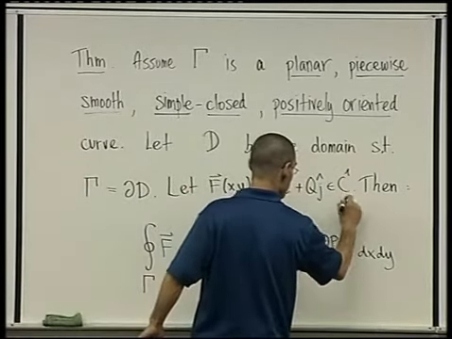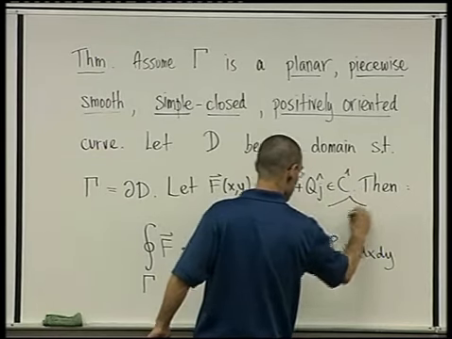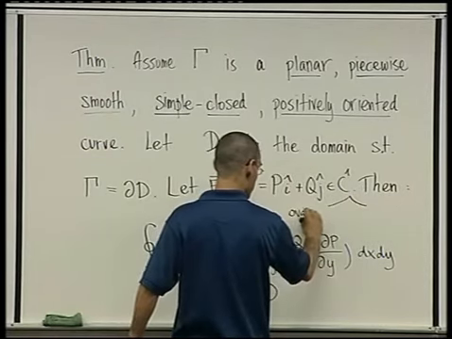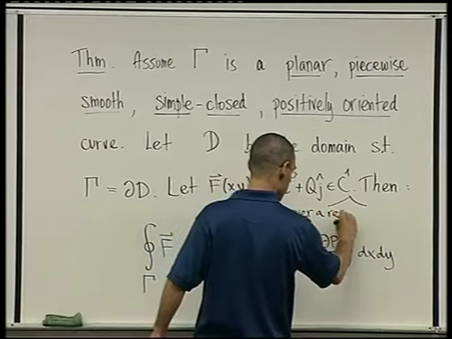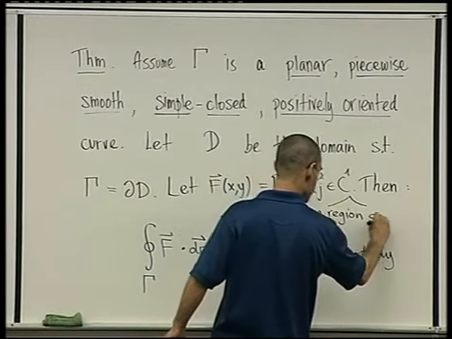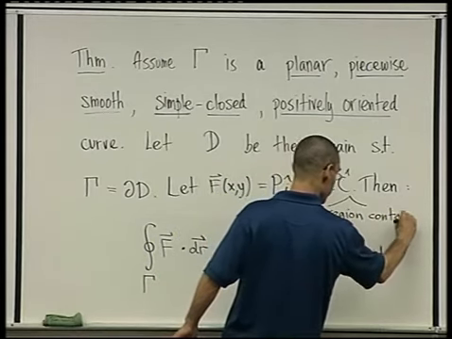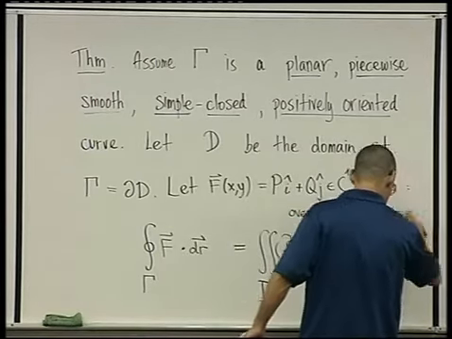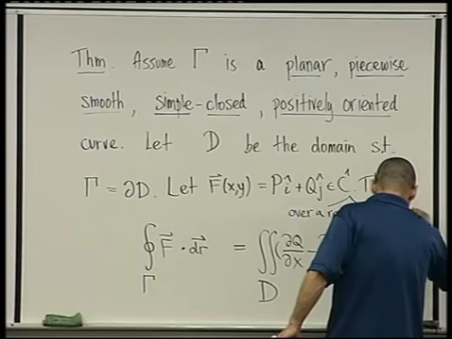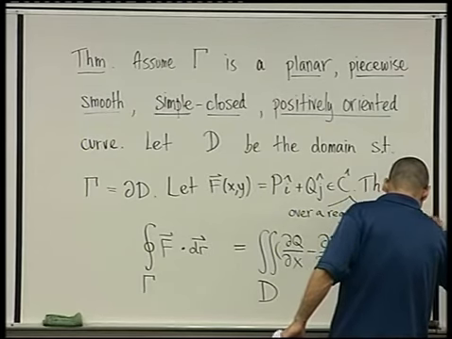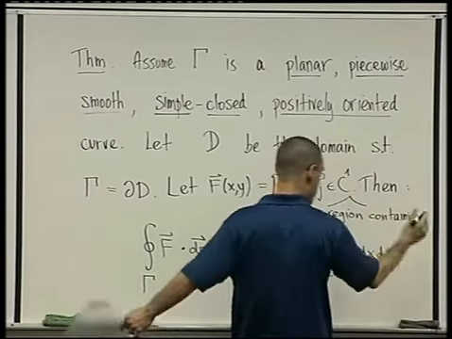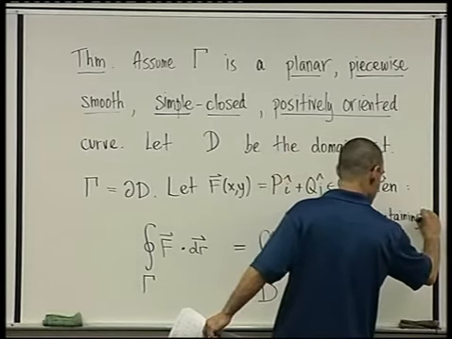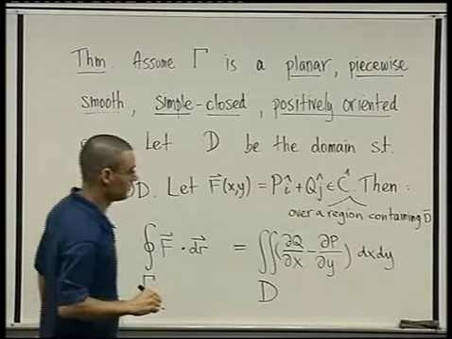C1, let's add it here, over a region containing D and its boundary. So containing D, the closure of D. Okay?